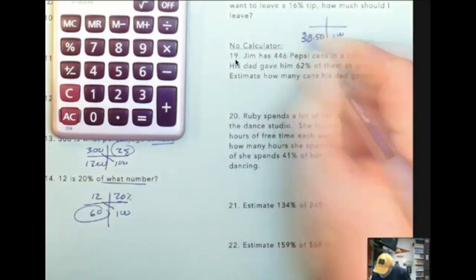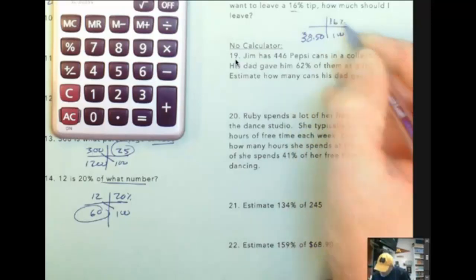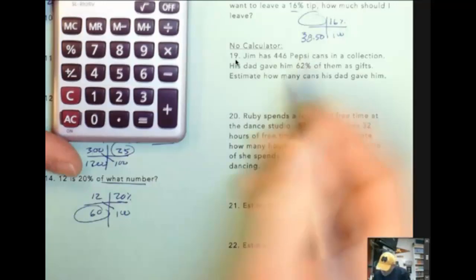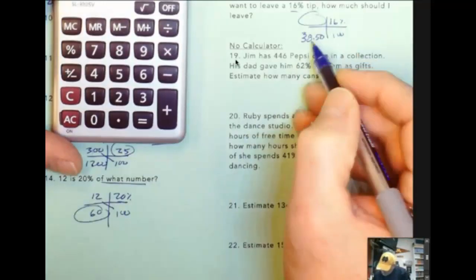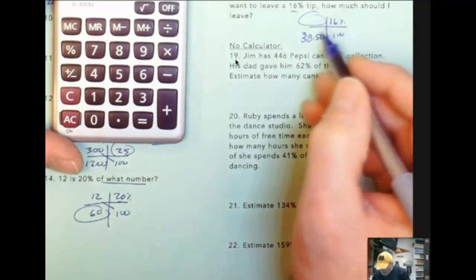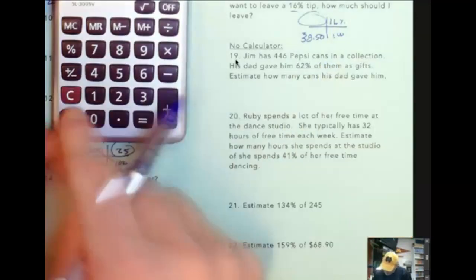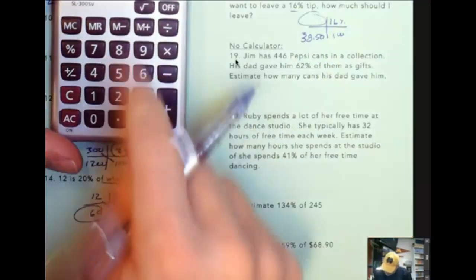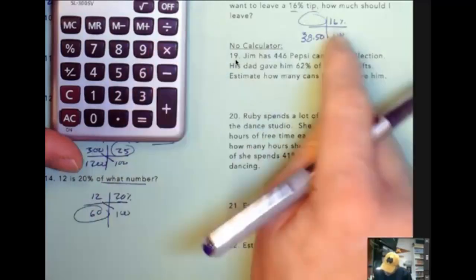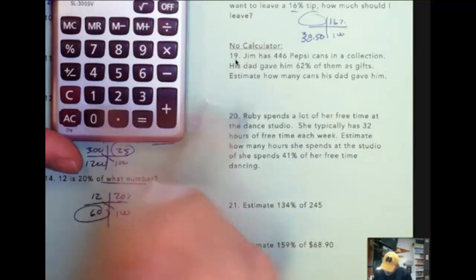38.50. And we want to leave a 16% tip. So I'll put my 16% up here. I've got my box. I'm looking for what part of 38.50 is equivalent to 16%, or what over 38.50 is equal to 16 over 100. So I'm just going to take that 38.50 and multiply it times the 16%. And now I'm going to divide by 100, which is really like moving the decimal.